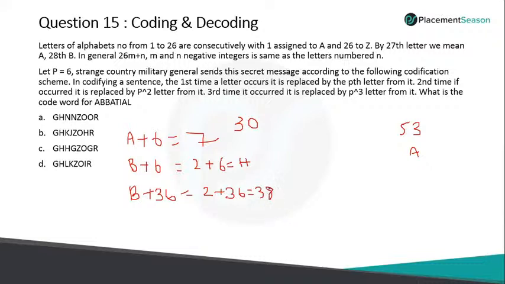The 38th letter. In this 38, you can directly eliminate the first 26 letters, from A to Z. The rest are 12 letters. So starting from A, which is the 12th letter, right? So the 12th letter is L. I've already told you, J is 10, 11 will be K, 12 will be L. So the starting should be GHL. Only one option is there starting with GHL. Then it should be right.